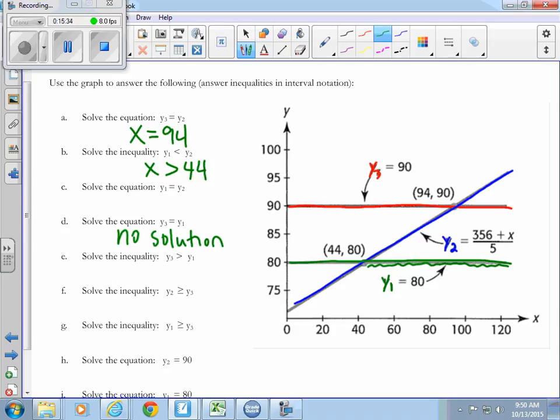Y is C, x equals 44. Does everyone agree with that? Yes, because y2 equals y1. Those intersect at point 44, 80, and that's where it's x equals 44.